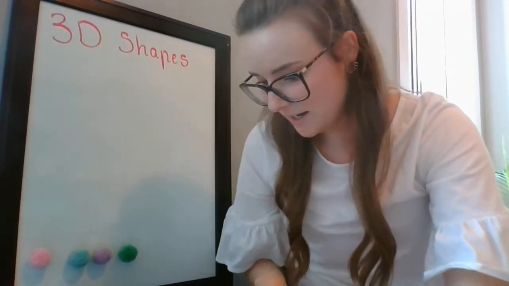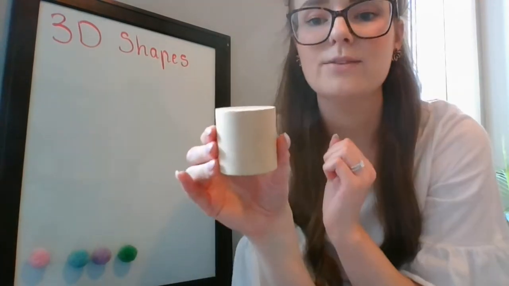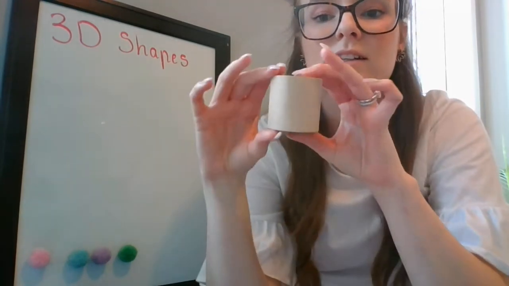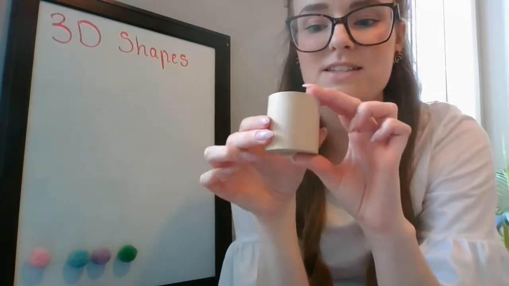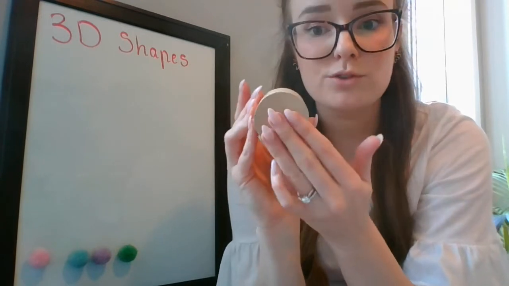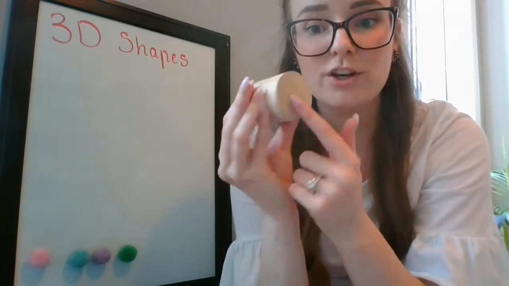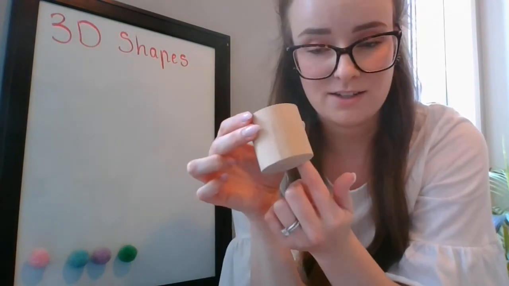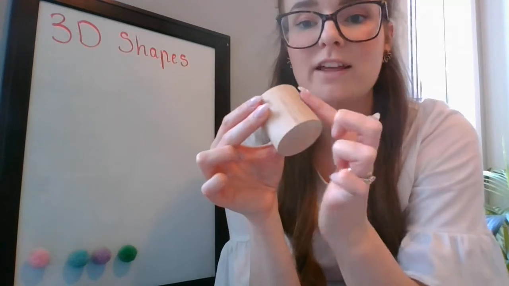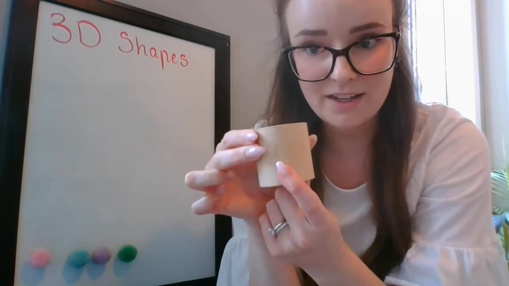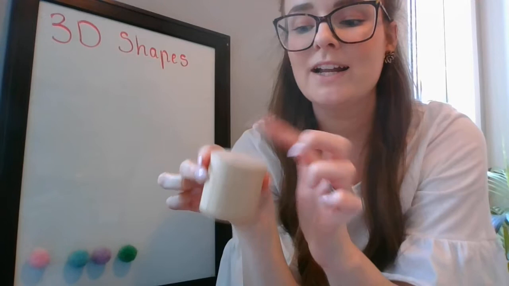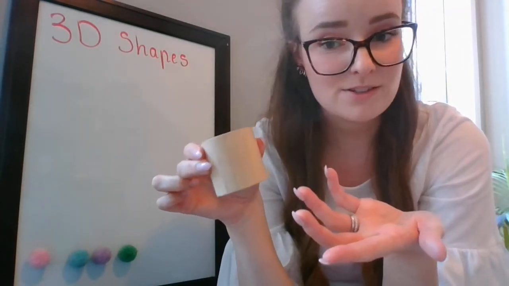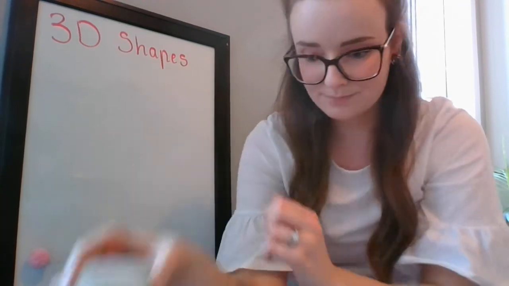Let's see what else I have here. Okay, can anyone guess what this shape is? Okay, it is a cylinder. So it's got 2 circles. So if I was talking about 2D shapes, it's got 2 circles on either end, and it's got a curved face. So I've got 1, 2, and then 3 faces all together. It's got 1, 2 edges and no vertices because it's round, so it doesn't have any corners.